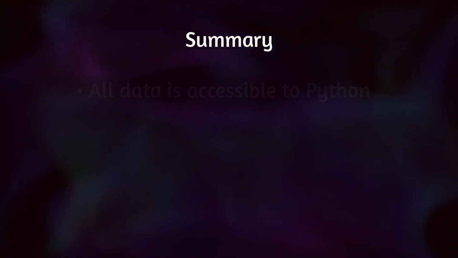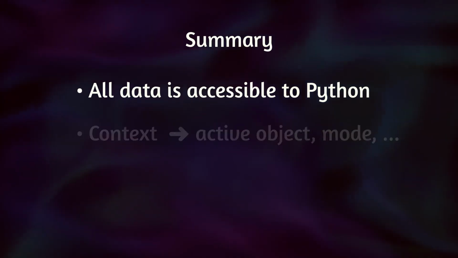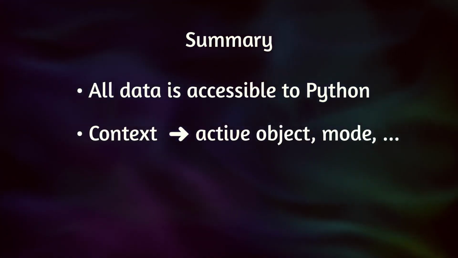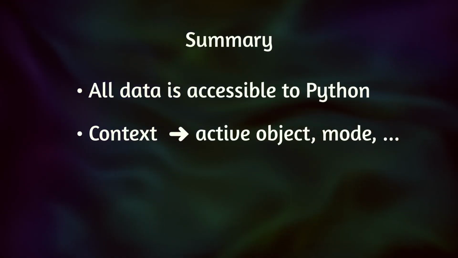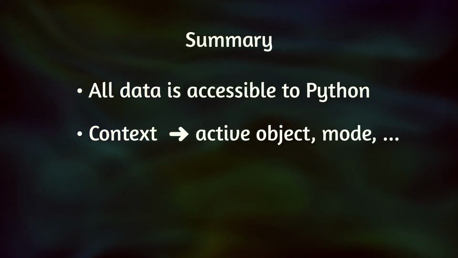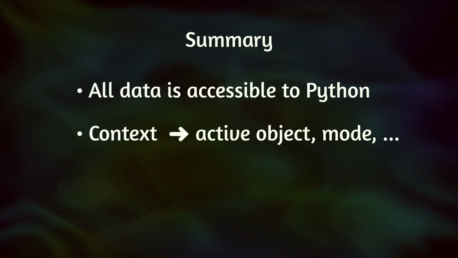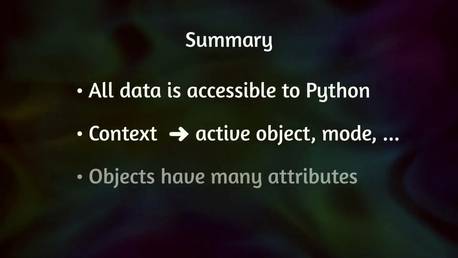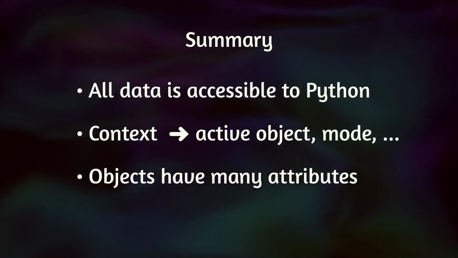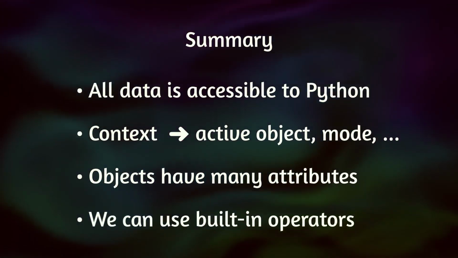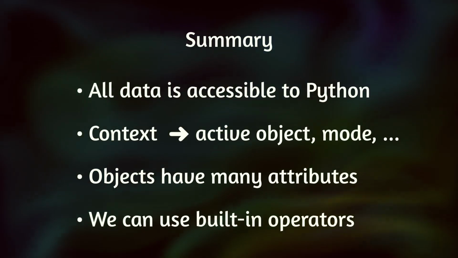Almost all Blender data is accessible to Python, and the context is often the key starting point if you want to change things in a scene. Here we saw that the context provides us with access to the active object and the edit mode, for example. Objects also have a lot of attributes we can manipulate directly, location being just one of them. And we also saw our first use of a built-in operator to add an icosphere.